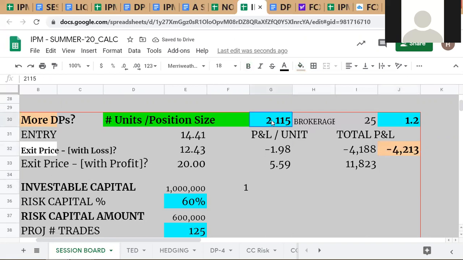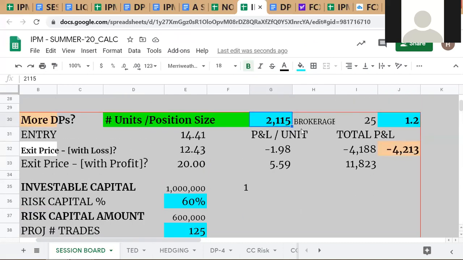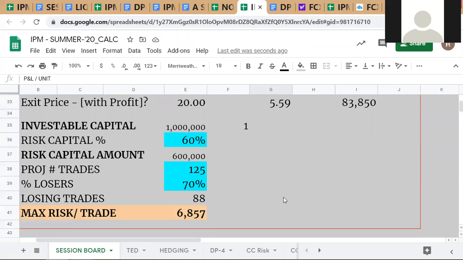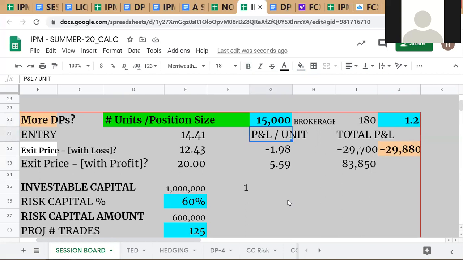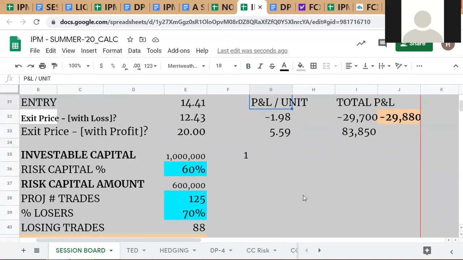So I will have to keep on trying. This 4.2 is okay because it is under 6.8. But if I make this larger, now the projected loss is almost 30K. I can't do that because my maximum loss is 6.8 from the previous calculation. Yes, sir. So the number is determined by the maximum risk per trade, 6.8.